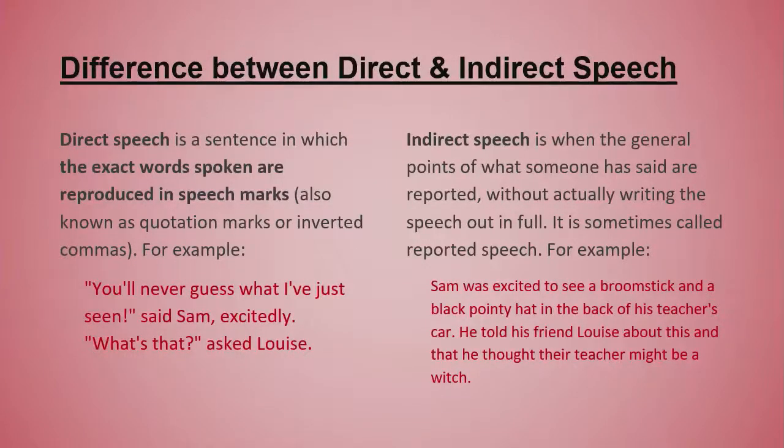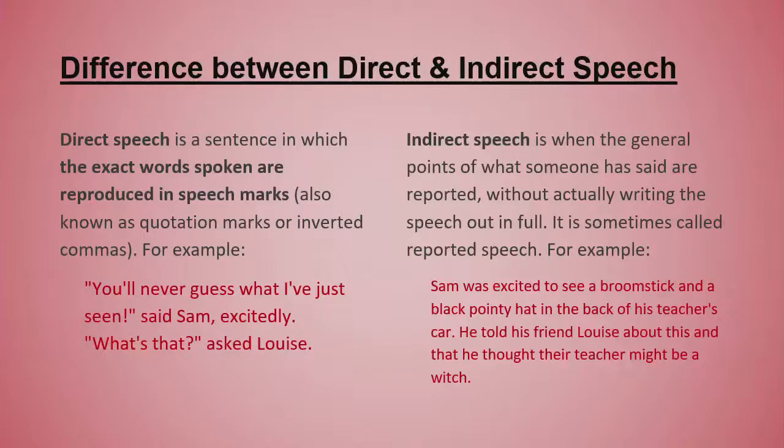What's the difference between direct and indirect speech? Direct speech is a sentence in which the exact words spoken are reproduced in speech marks, also known as quotation marks or inverted commas. For example, "You'll never guess what I've seen," said Sam excitedly. "You'll never guess what I've seen" is the actual words that he said, and those are then put into quotation marks. "What's that?" asked Louise. So the words that Louise actually said is placed in quotation marks, and that's called direct speech.